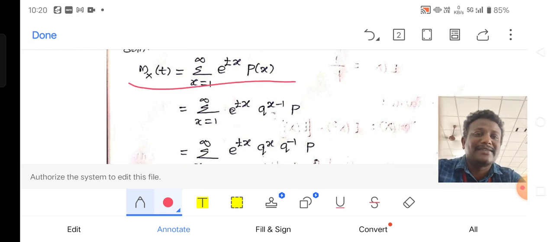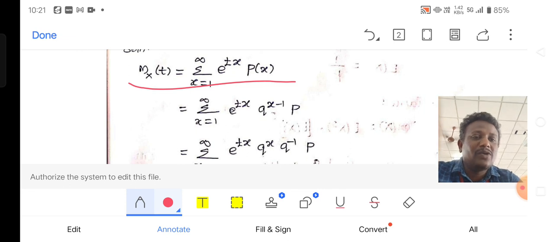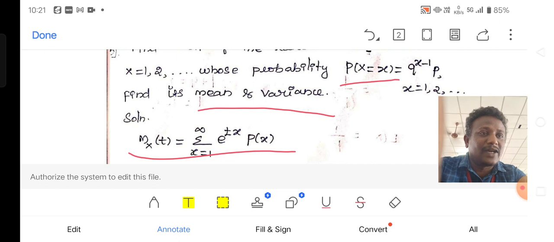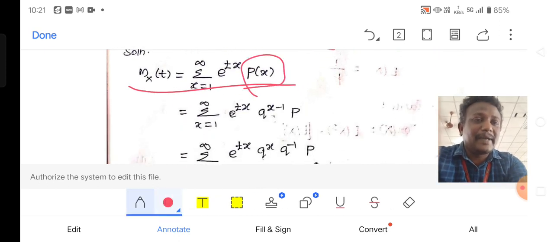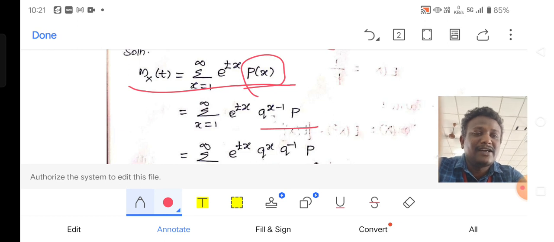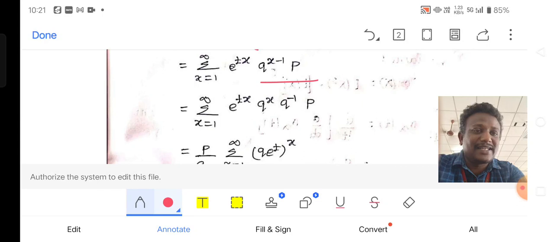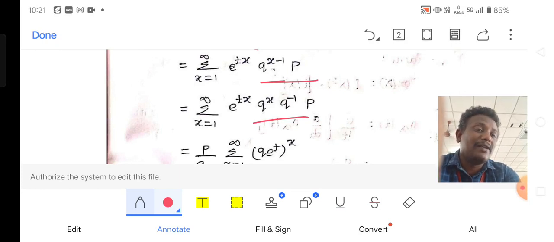General formula: summation x equal to 1 to infinity e power tx into p of x. Now write what is p of x. So p of x is what? q power x minus 1 into p. So here write, instead of p of x, q power x minus 1 into p. Now you just split p of x into two terms. q power x minus 1 can be written as q power x into q power minus 1.